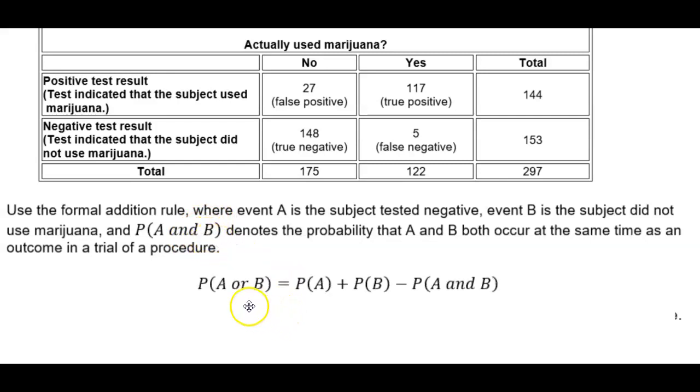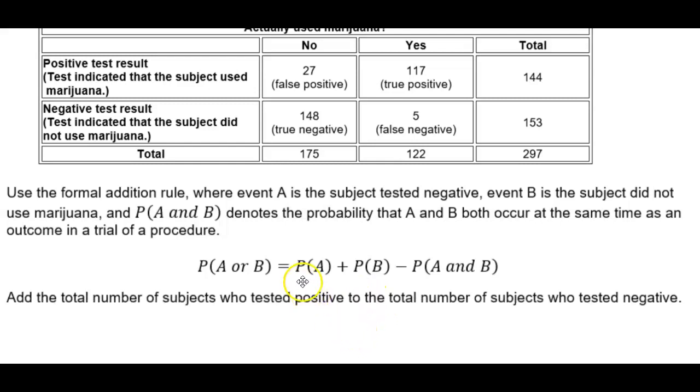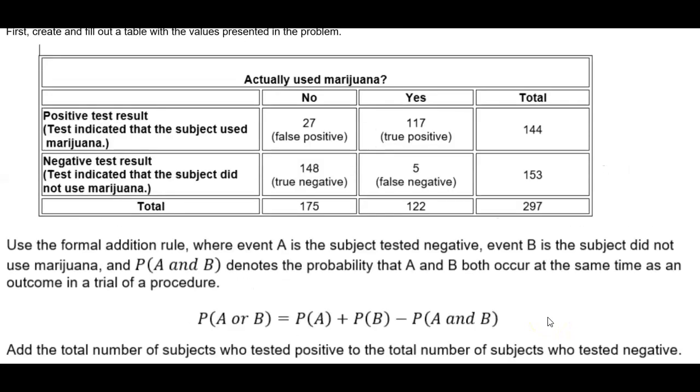So there's our formula. Probability of A or B is equal to the probability of A plus the probability of B minus the probability of A and B. Now, the first thing we want to do is add the total number of subjects who tested positive to the total number of subjects who tested negative. Okay, so that 144 plus 153 gives us 297.